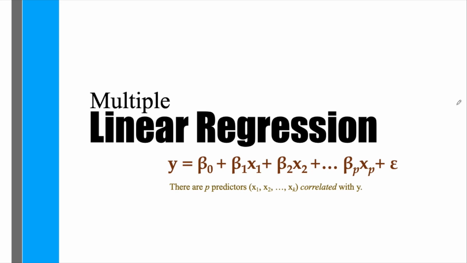This video is about the multiple linear regression, also known as the multivariate linear regression. In the multiple or multivariate linear regression, there are now 1, 2, up to p number of predictors that are correlated with y.